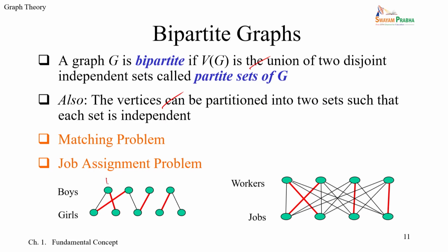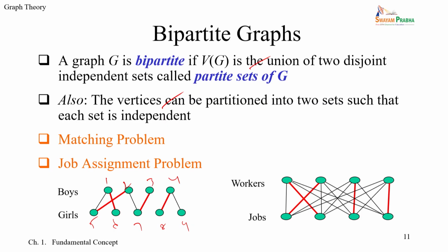So, this is 1, 2, 3, 4, here 5, 6, 7, 8, 9. So, 1 may be paired to 5 and 6, 2 may be paired to 5 and 7, 3 may be paired to 7, and 4 to 8 and 9. So, sometimes it may be matching.